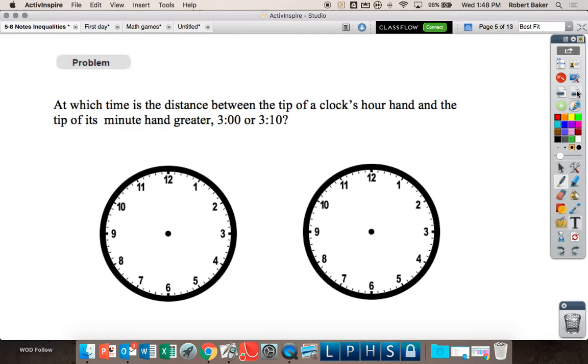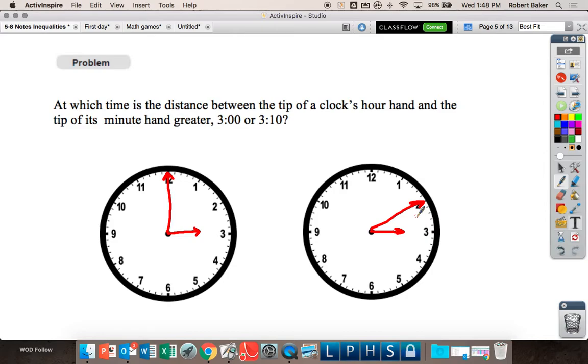So, on a clock, what do the hands look like when it's 3 o'clock? The hour hand points to the 3, and the minute hand points to the 12. Yes, well done. Now, what does it look like at 3:10?